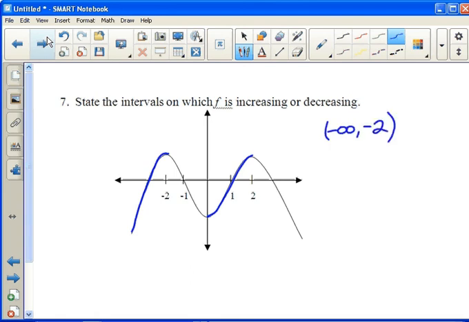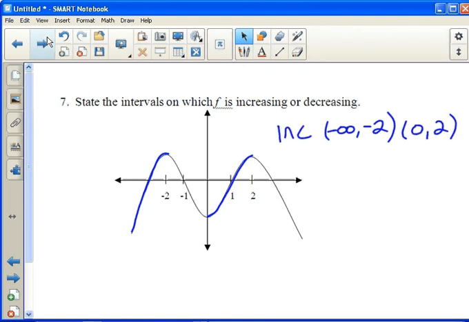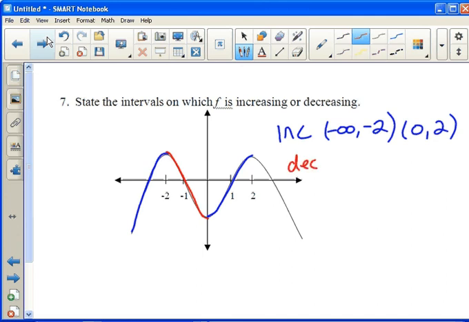And then decreasing would be from negative 2 to 0, and also from 2 to infinity. Make sure you're focusing on x values there. I know this is going down, but it's also going right, which is what we're focused on, the x values, so positive infinity.